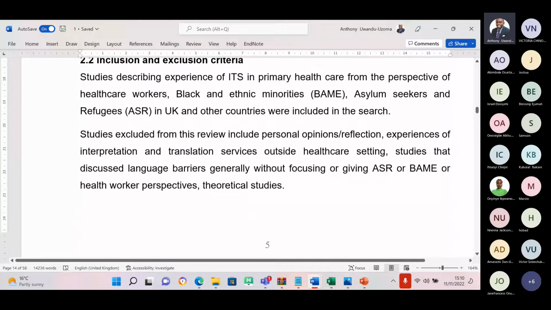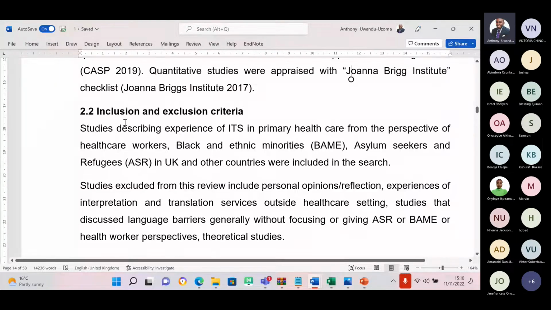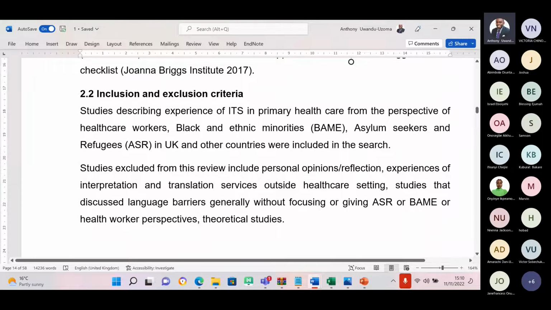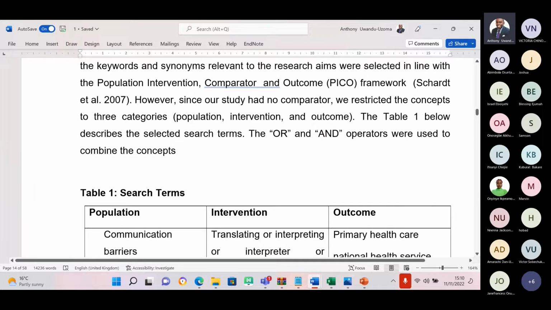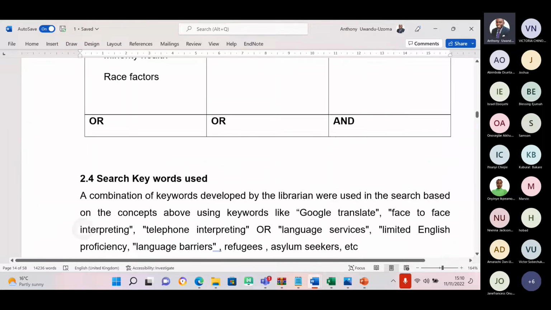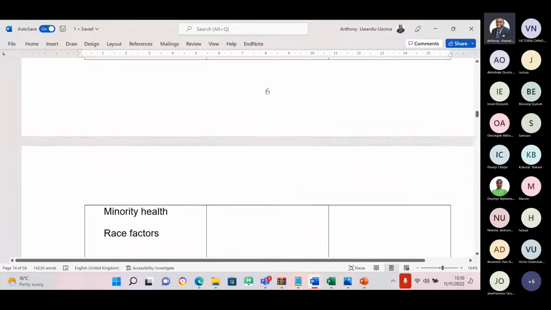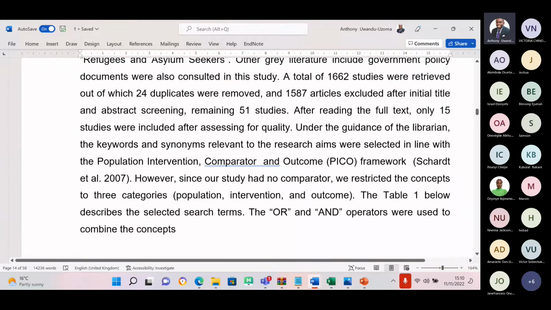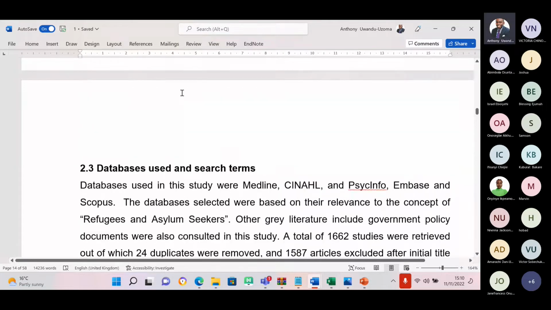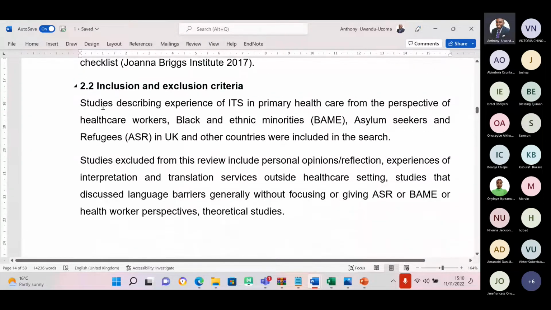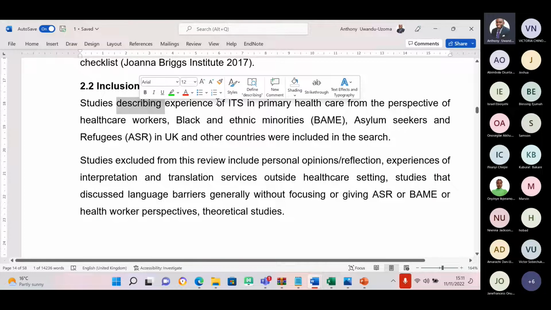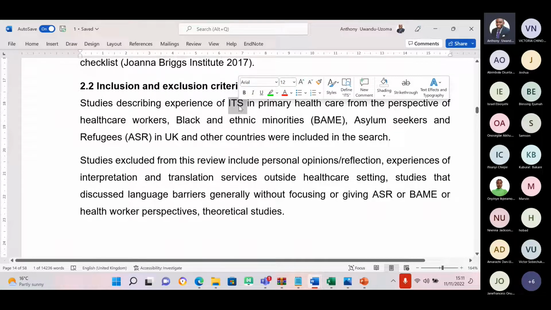Okay. Then I want to see in your methodology, I want to see your inclusion and exclusion criteria. What are the things that you want to exclude from your study? So for example, in my own now, what did I want to include in my study? Let me see. I should have a table. Okay. I didn't have a table, but I wrote in words. But normally it's good to have a table. Okay. So where is my? So now, what did I include? I included studies that described the experience of ITS, that is interpretation and translation services in primary health care, from the perspective of various individuals.